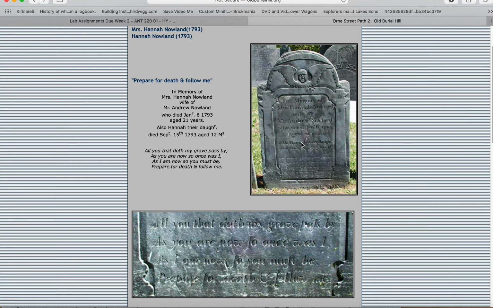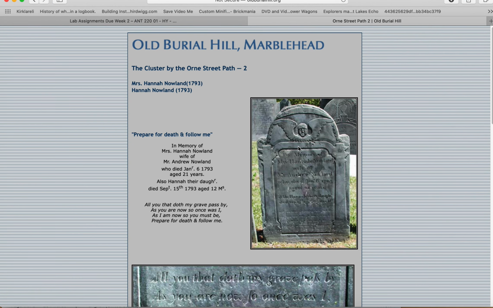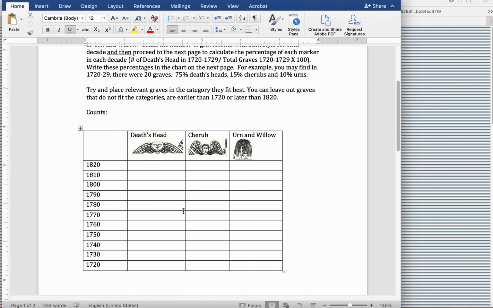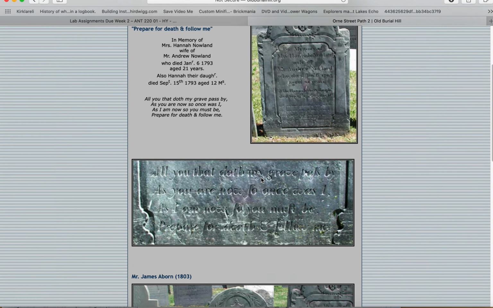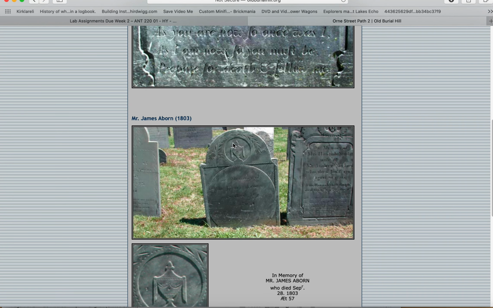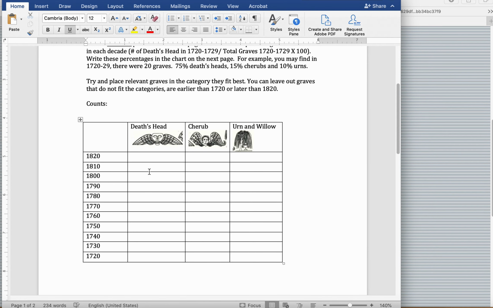So for each of these headstones, you're going to find the date when this person died. So 1793, this is a cherub. You can either print this out or do it right on here. You will make a little tick mark in the 1790s decade for cherub, counting one cherub headstone for 1790. And you're going to keep doing this. Here's 1803, an urn and willow. So you would tick that in the 1800s here, you would put one there.